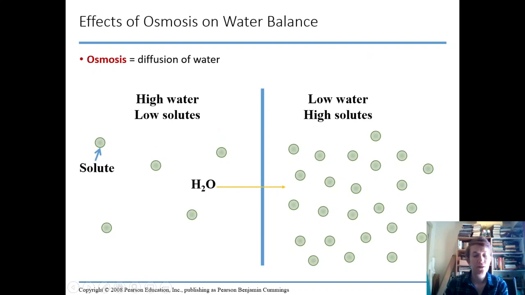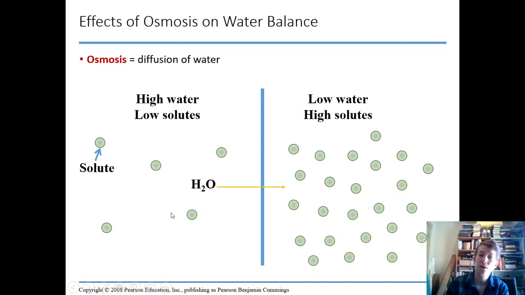Now, water can diffuse too, and there's a fancy word for diffusion of water, and that's osmosis. So here we can see that we've got some solutes dissolved in the water. We're imagining that the white space is the water, and the green molecules are some kind of molecule dissolved in the water. Maybe it's glucose, maybe it's sodium, we don't know. It's some kind of solute dissolved in the water.